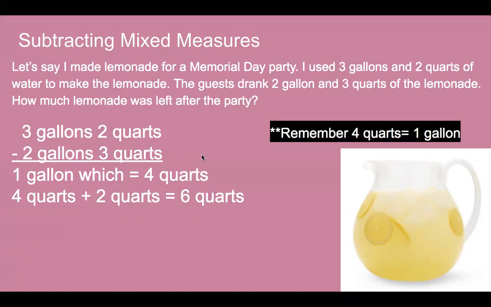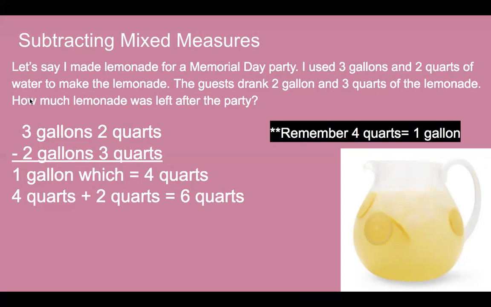So let's say that we made some lemonade for a Memorial Day party. I used 3 gallons and 2 quarts of water to make this lemonade. And the guests drank 2 gallons and 3 quarts of the lemonade. How much lemonade was left after the party? So we have a total amount of lemonade that we started the party with, 3 gallons and 2 quarts. Then the guests had a nice time. They were drinking some lemonade, and this is what they drank. So we're going to get rid of that by subtracting to see what was left over.